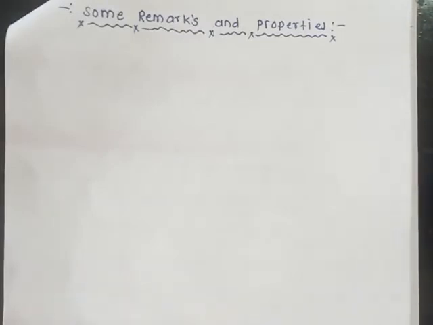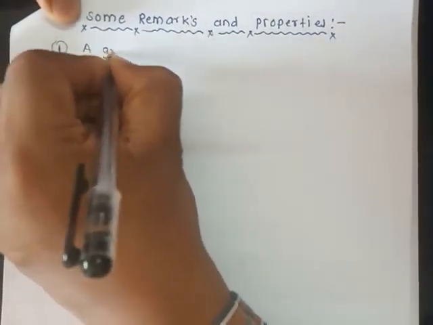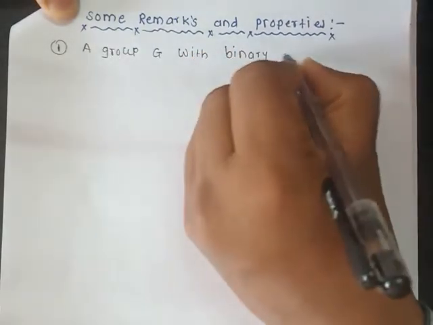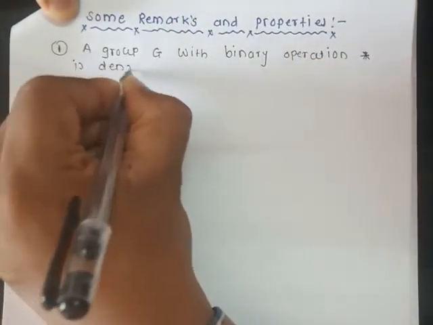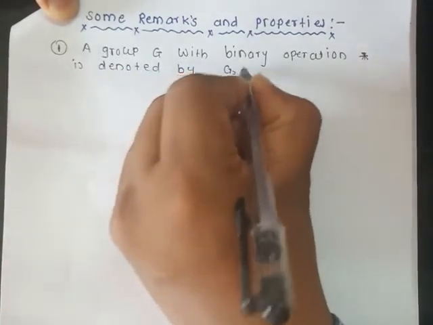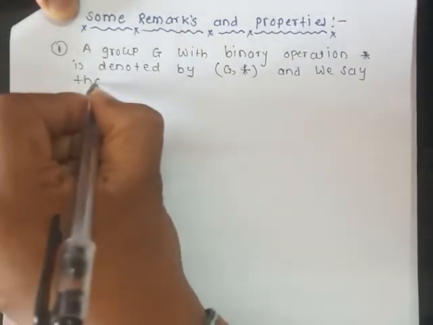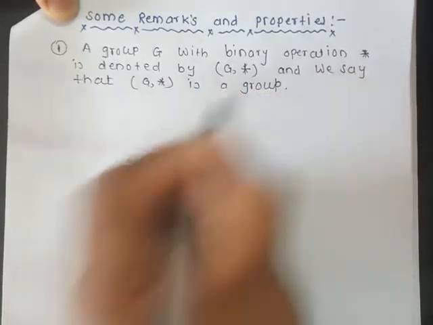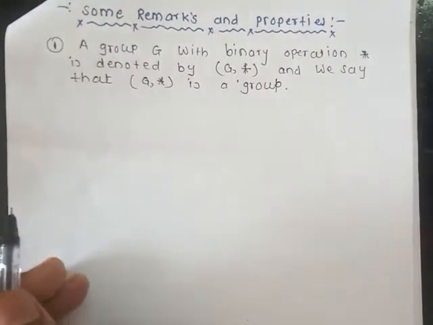Now we have some remarks and properties of the group together with the binary operation star. So first remark is: a group G with binary operation star is denoted by (G, star), and we say that (G, star) is a group.